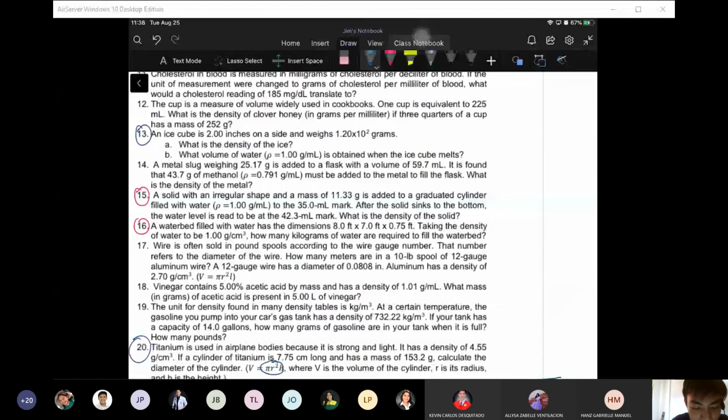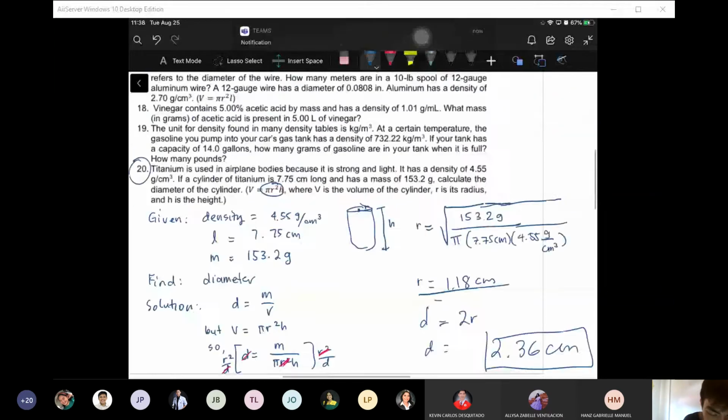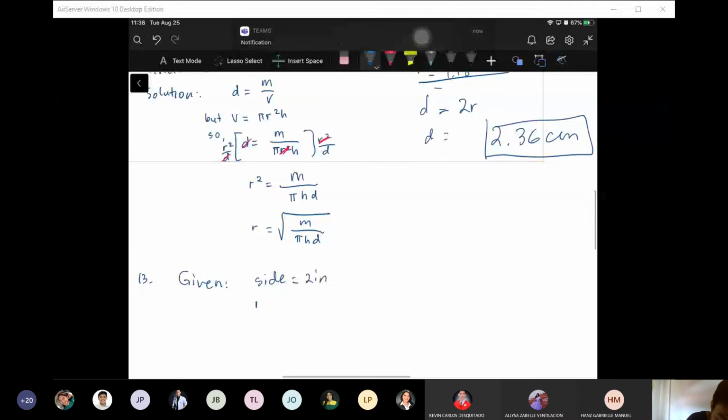An ice cube is 2 inches on a side. Sulat ko na yun doon. So given, yung side daw ay 2 inches, and weighs 1.2 times 10 raised to 2 grams. So, isulat ko na rin yan. Mass is 1.2 times 10 raised to 2 grams.